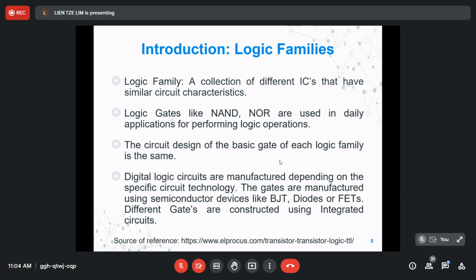Logic gates like NAND gate and NOR gate are used in daily applications for performing logic operations. The circuit design of the basic gates of each logic family is the same. Digital logic circuits are manufactured depending on the specific circuit technology. The gates are manufactured using semiconductor devices like BJTs, diodes, or FETs. Different gates are constructed using integrated circuits.